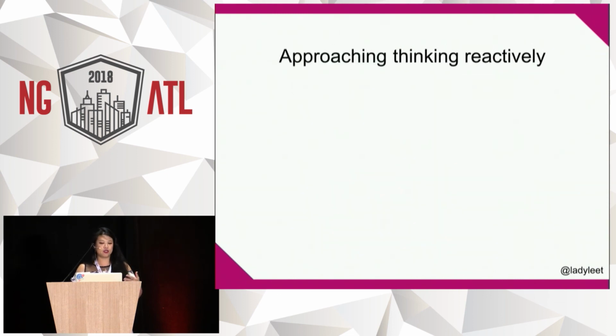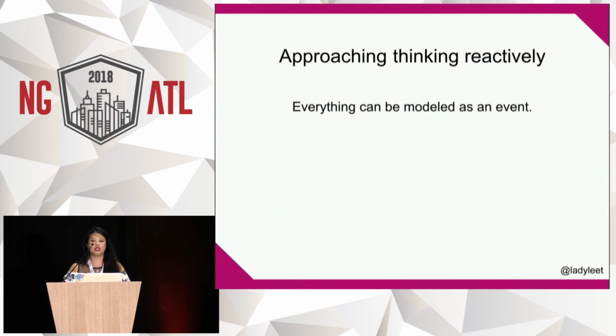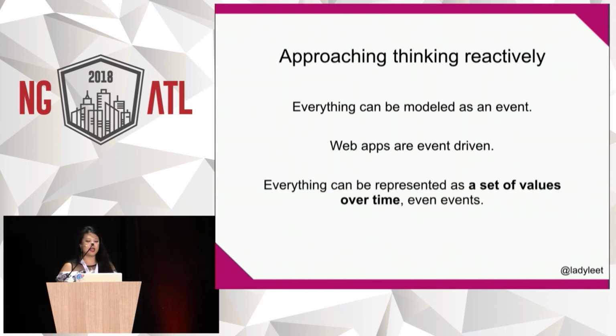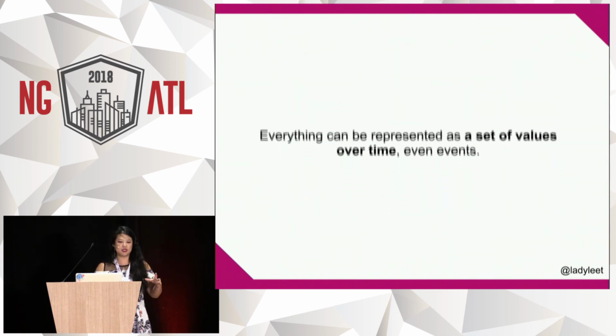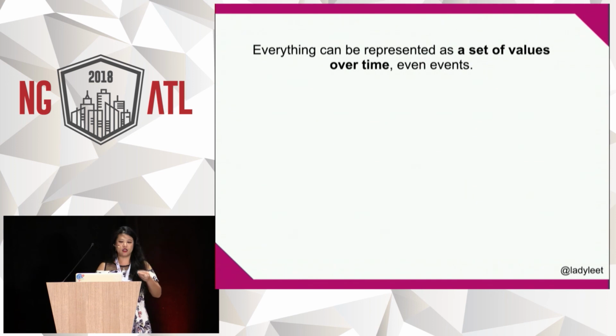So to approach reactive programming, the most important thing is this idea of thinking reactively. There are three things you need to understand and wrap your mind around. The first is the idea that everything can be modeled as an event. The second is that all web apps are actually event-driven. And the third is that everything can be represented as a set of values over time, even events. So let's dig into this whole idea of sets of values over time.